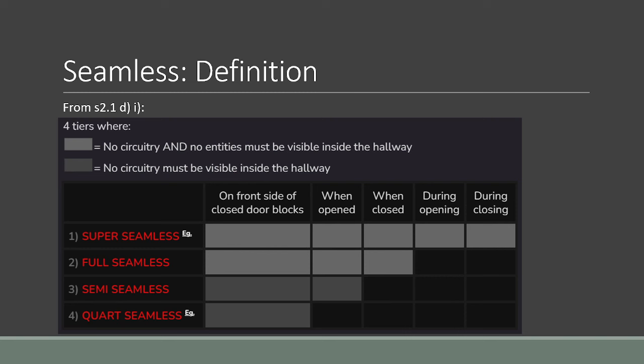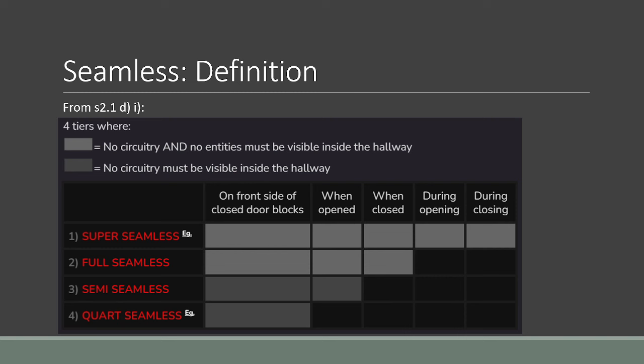And then the upper tier would be full seamless. This time it requires no circuitry and no entities visible inside the hallway when opened and when closed. And of course, when closed, it also implies on the front side of closed door blocks. And the highest tier would be super seamless. It requires no circuitry and no entities visible inside the hallway when opened, when closed, during the opening, and during the closing. So that is the definition of seamless.